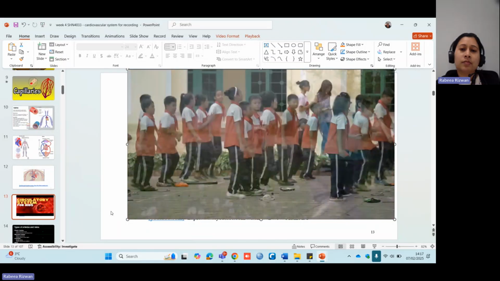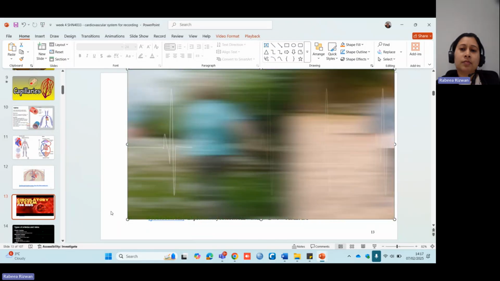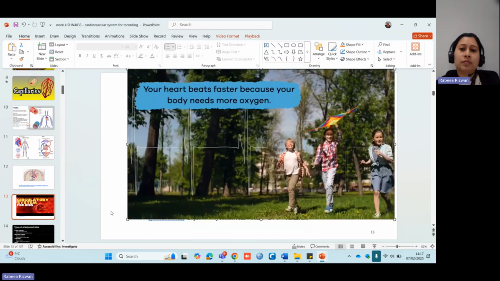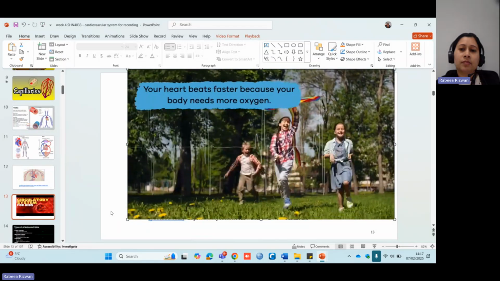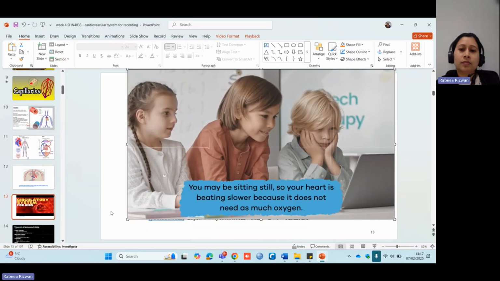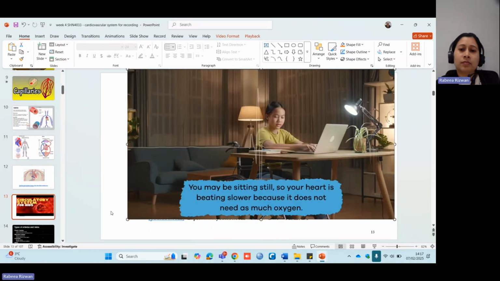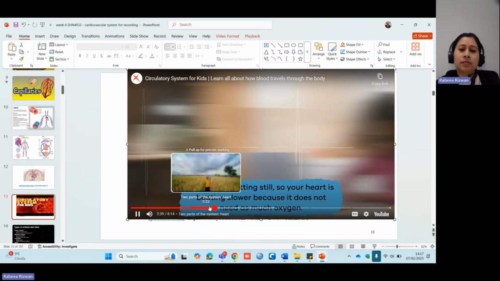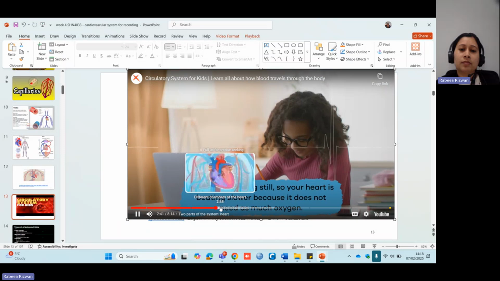For example, when you are playing outside and running around with friends, your heart beats faster because your body needs more oxygen. Right now, you may be sitting still, so your heart is beating slower because it does not need as much oxygen.